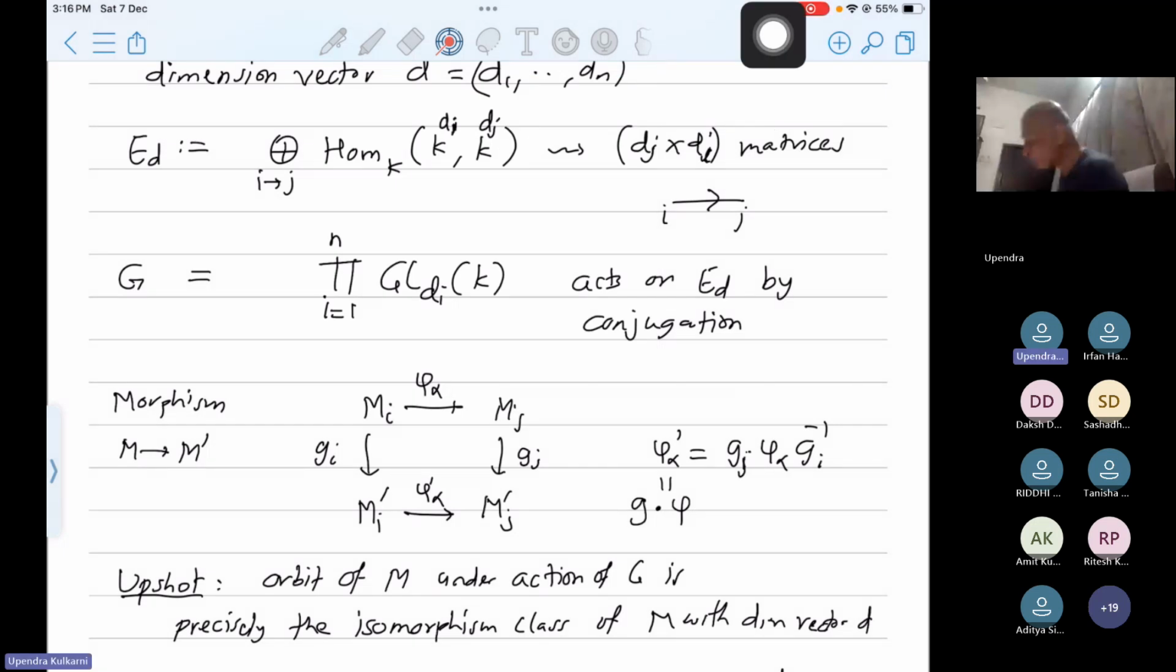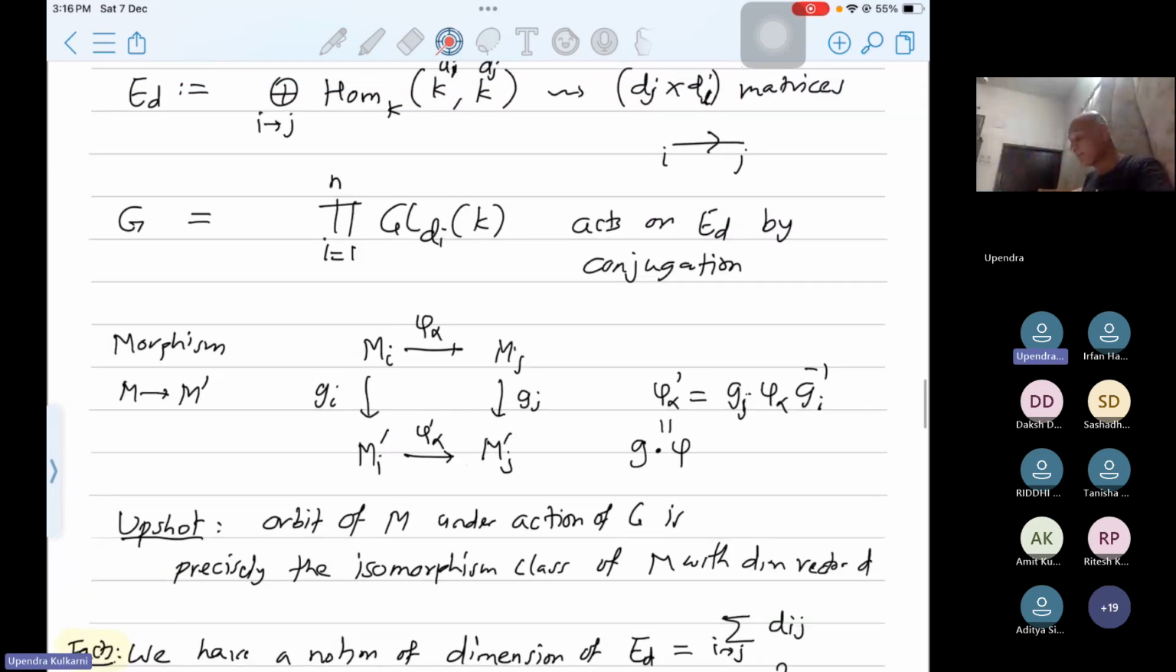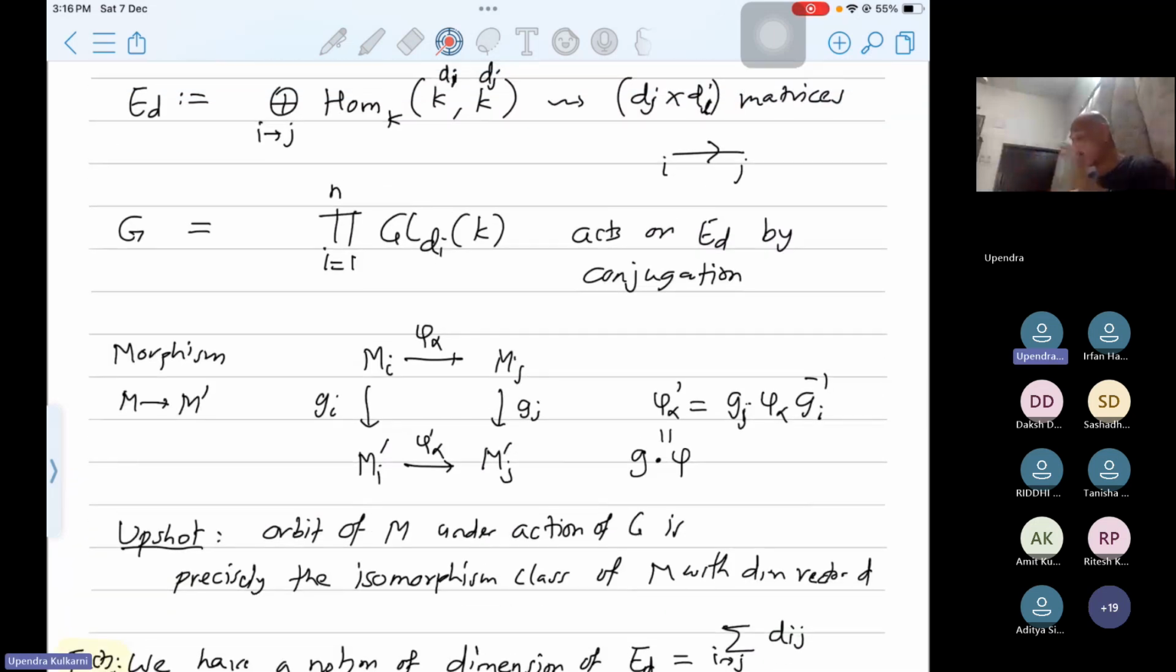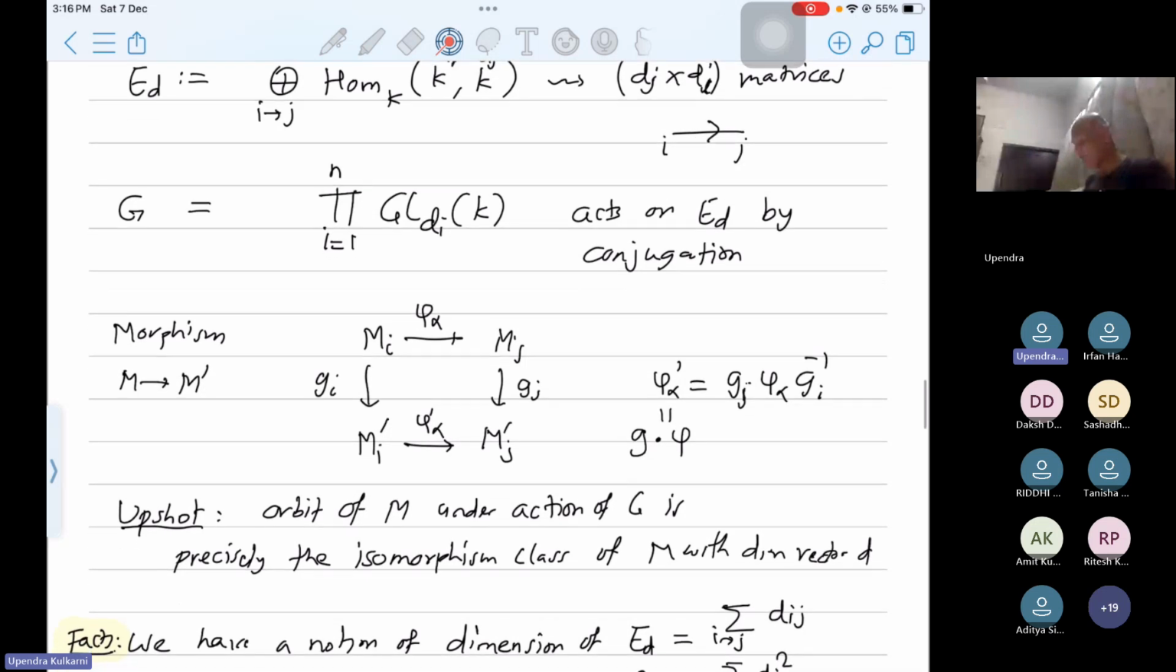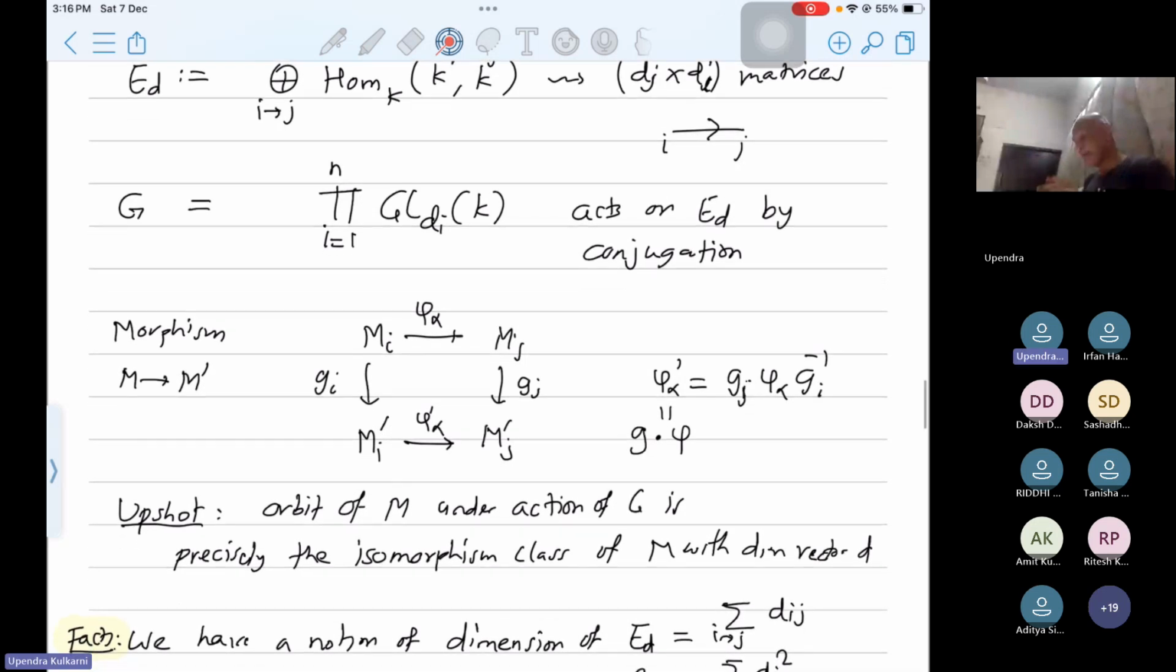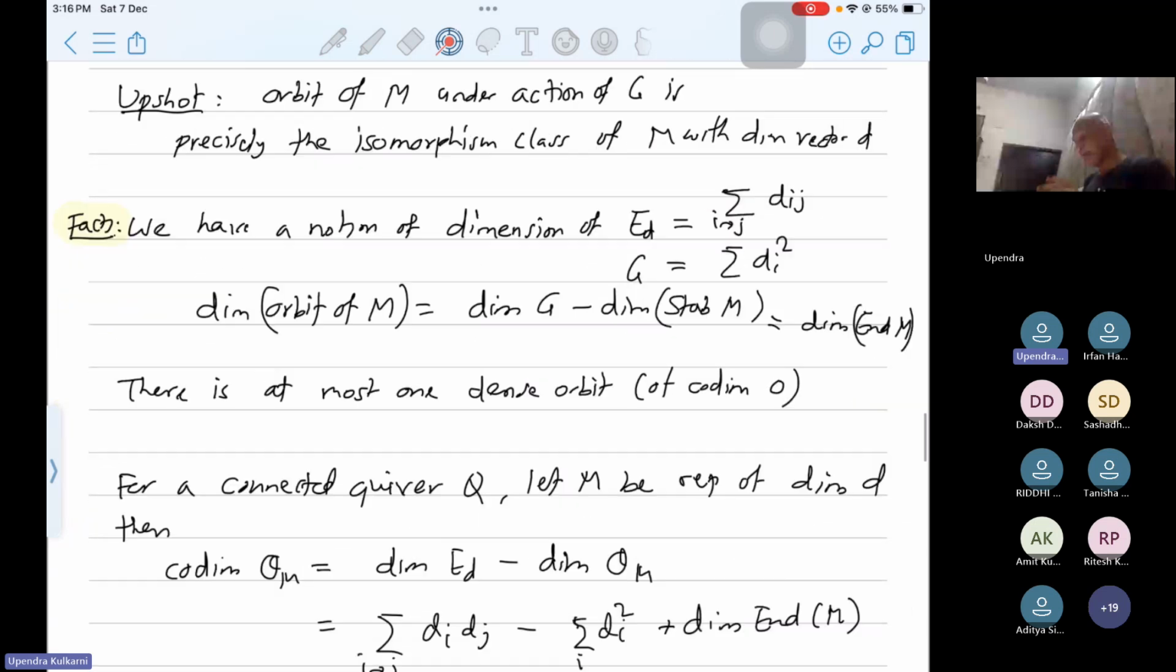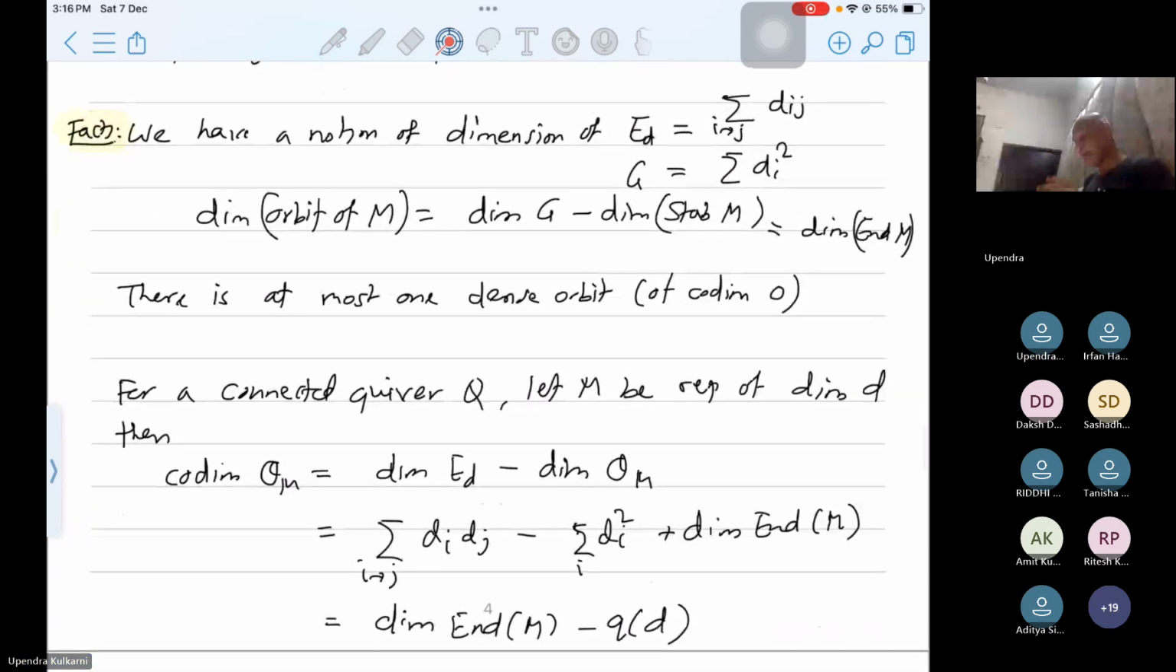Okay, so what that means is that if I want to count the number of representations up to isomorphism, then I have to count the number of these orbits, right? There are some facts that we want to use: these are all algebraic varieties, and there is a notion of dimension, and we can count dimensions.